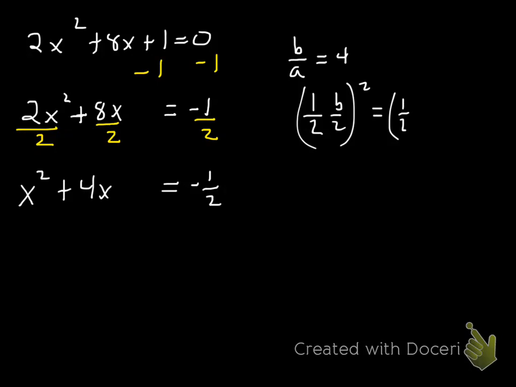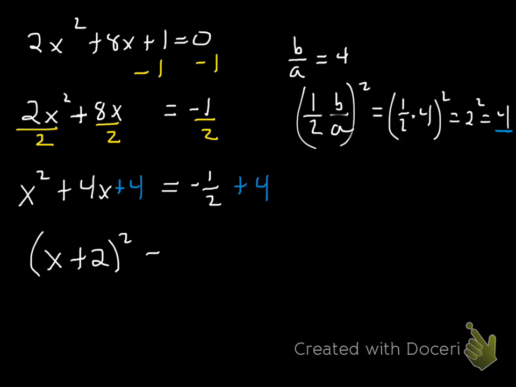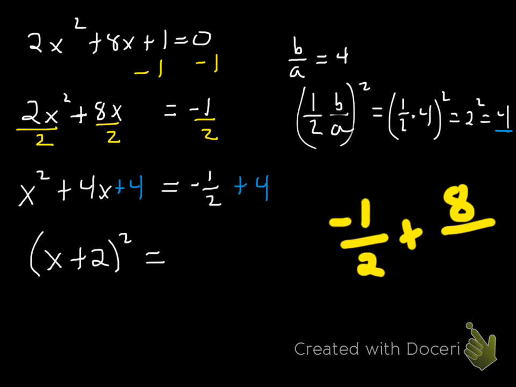It looks like I didn't write a very good a here. Let's try again. So let's write a better a. There we go. So we're going to half it. So half of 4, square it, 2 squared is 4, and that's what I'm going to add to both sides of the equation. Okay, so the left-hand side is a perfect square trinomial. The right-hand side, I am going to find common denominator, so we have 1/2 plus 8 over 2 is the same thing as 4. So when I add them, I should get 7/2.